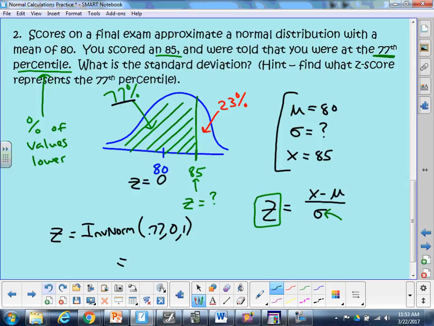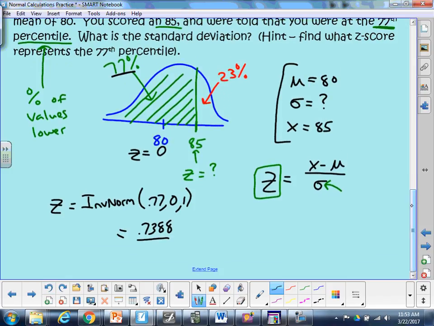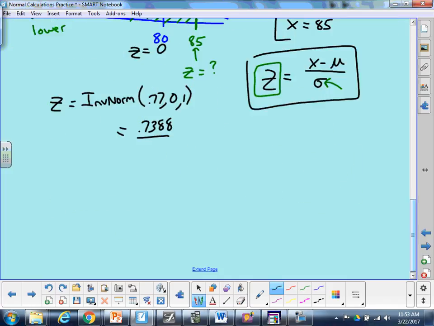Doing this calculation, 0 and 1, gives me a z-score of 0.7388. So that tells me my score, the score of 85, was 0.7388 standard deviations above the mean. So I wasn't quite to a full standard deviation. I was about 3/4 of the way. But what it's going to let us do is plug everything in now to this equation, and there should only be one unknown piece there.